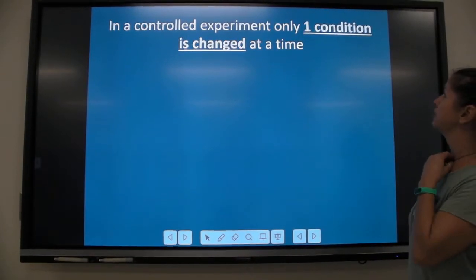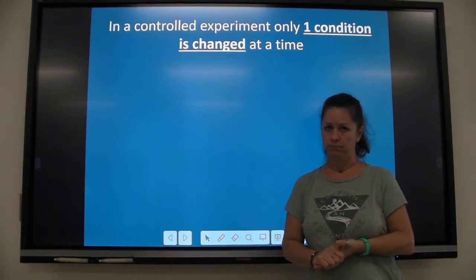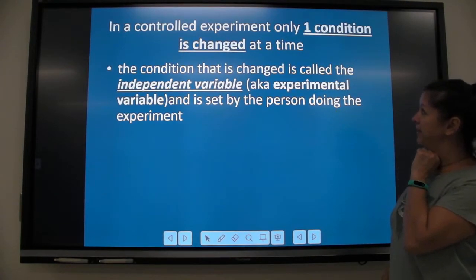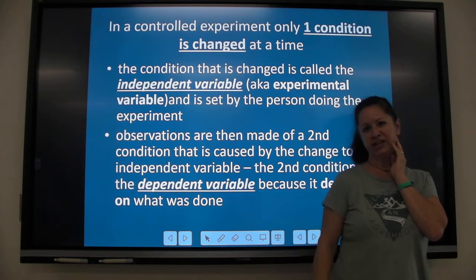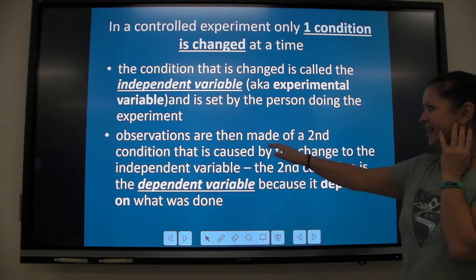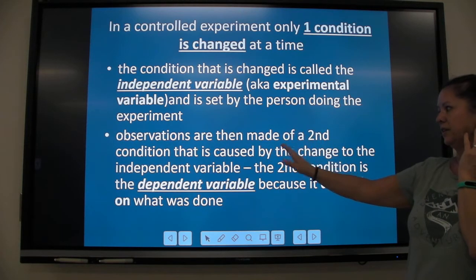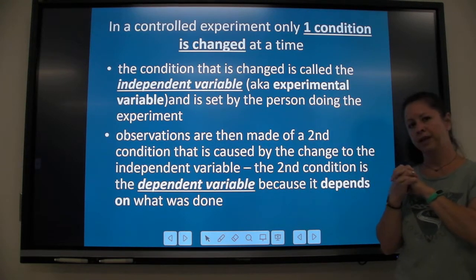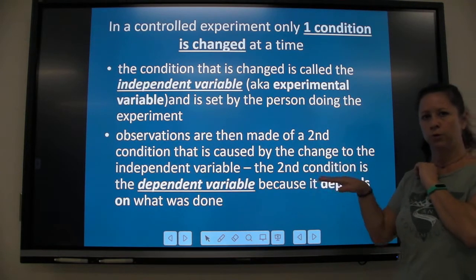Now, in a controlled experiment, only one condition is changed. I've added fertilizer to my plant. All right, and when I change that, the independent variable that I've set, I'm going to be watching to see what happens because I made that change. That is a second condition. So observations are then made of that second condition that is caused by the change to the independent variable. And that is the dependent variable because it depends on what was done.